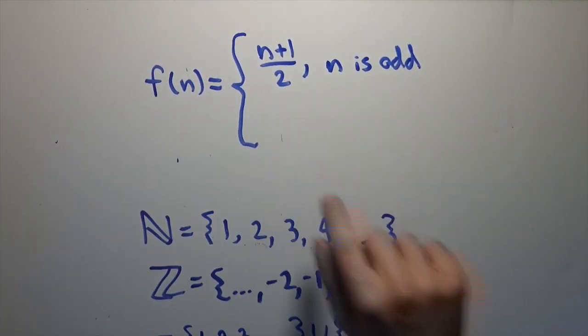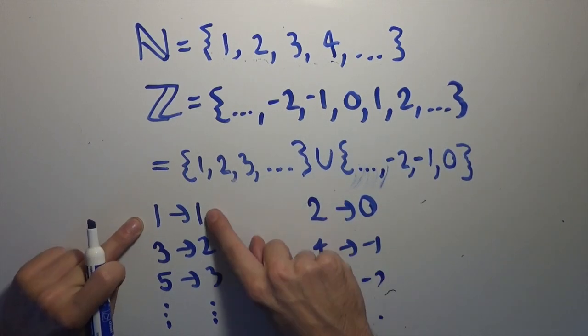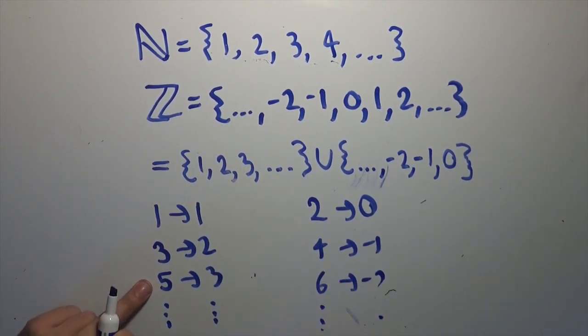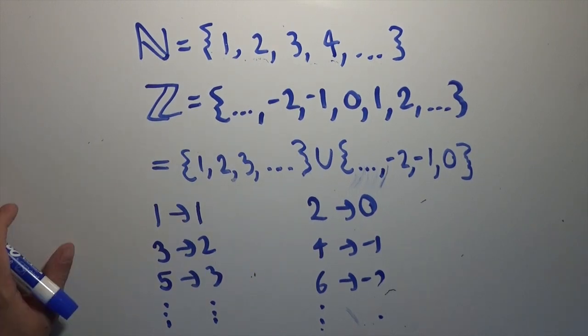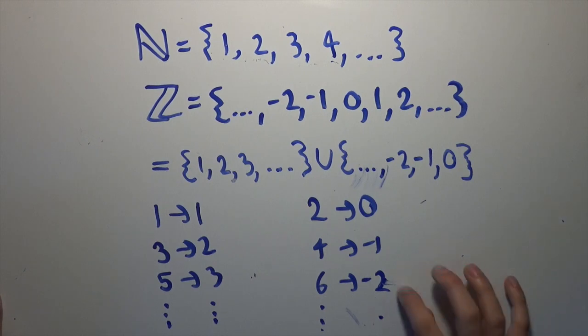So if n is odd, it's going to go to (n plus 1) over 2. Let's make sure that works. So 1 plus 1 divided by 2 is 1. 3 plus 1 divided by 2 is 2. 5 plus 1 divided by 2 is 3. So that rule works for that. Now we just need to come up with a way to explain this rule on the side here. It shouldn't be too hard.